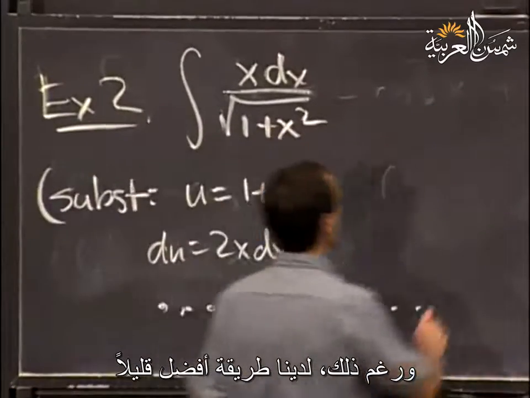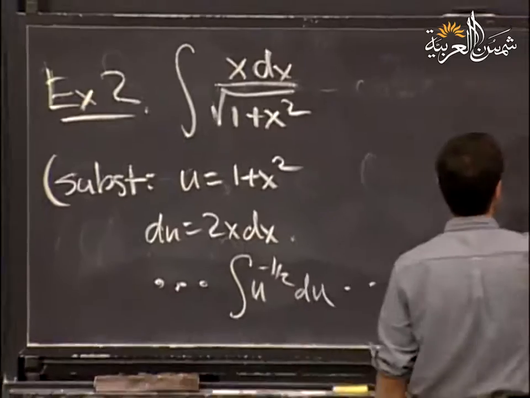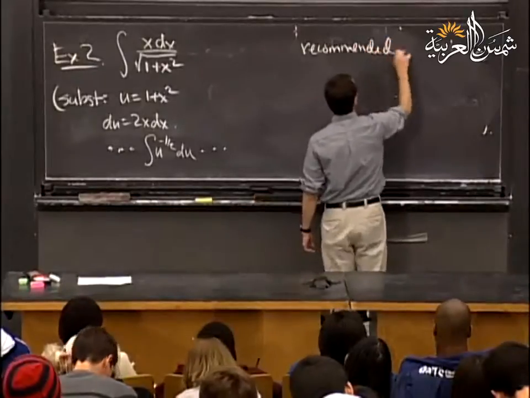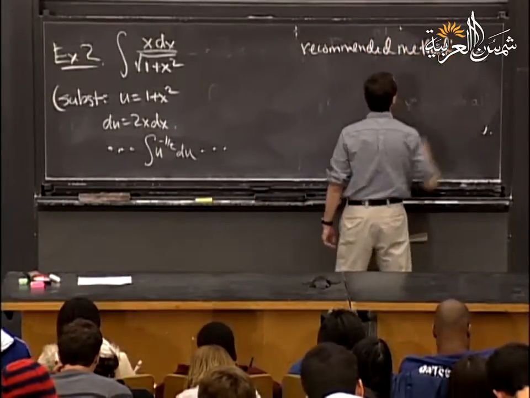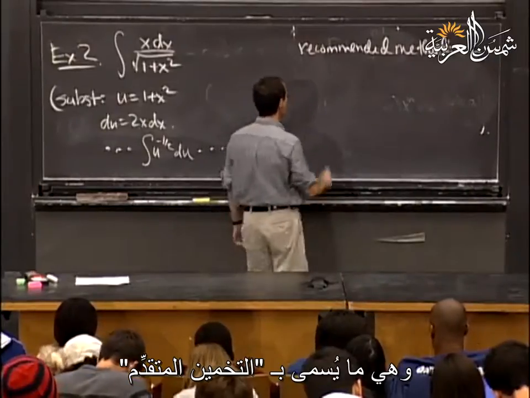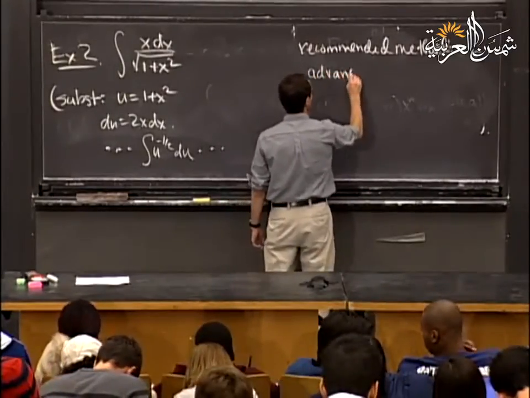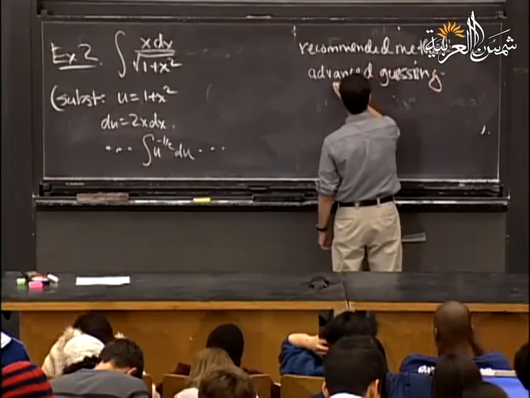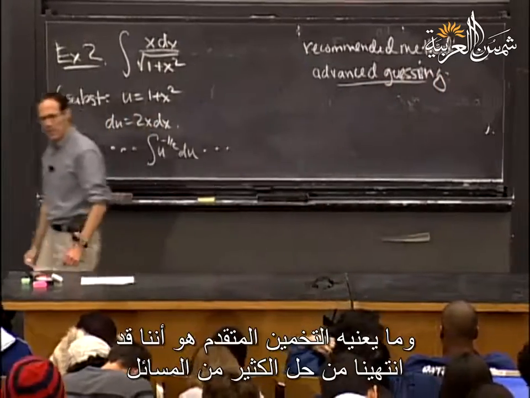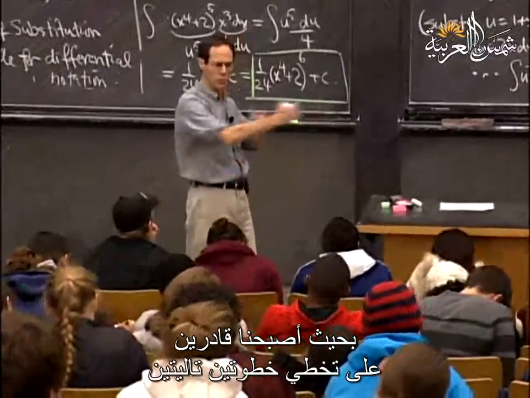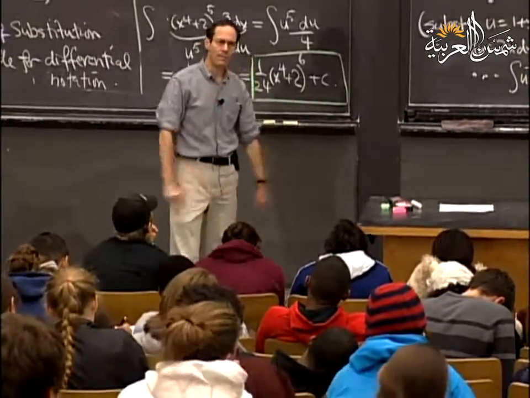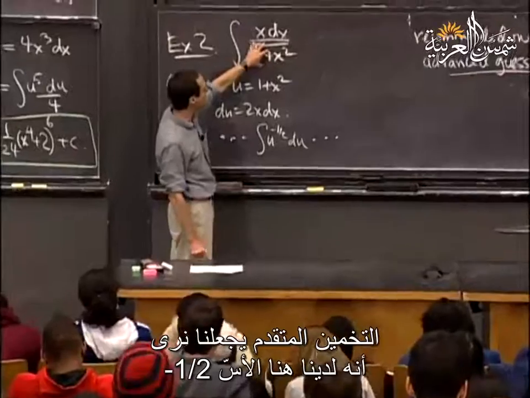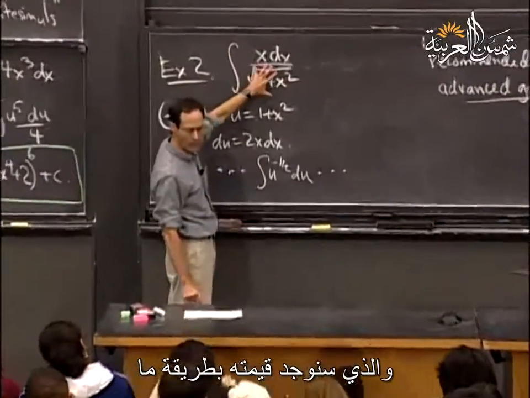However, there is a slightly better method. Okay? So, recommended method. And I call this method advanced guessing. What advanced guessing means is that you've done enough of these problems that you can see 2 steps ahead, and you know what's going to happen. So the advanced guessing leads you to believe here you had a power minus 1/2, here you have the differential of the thing, so it's going to work out somehow.